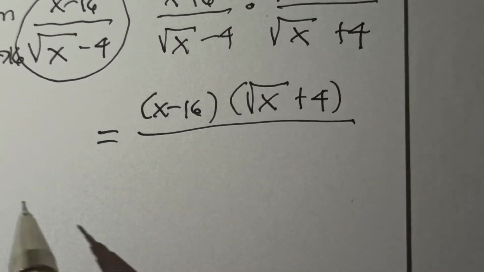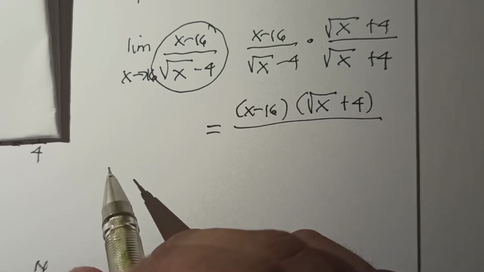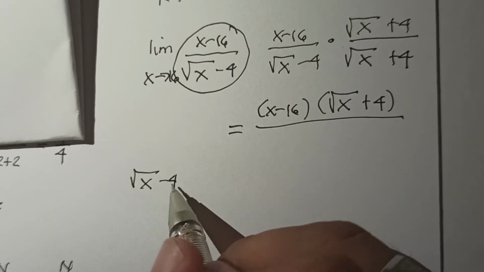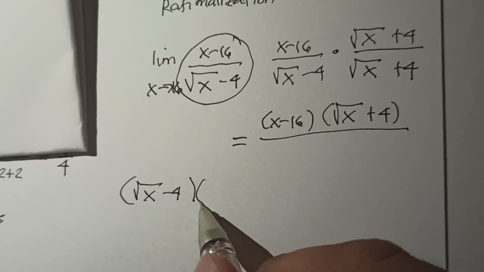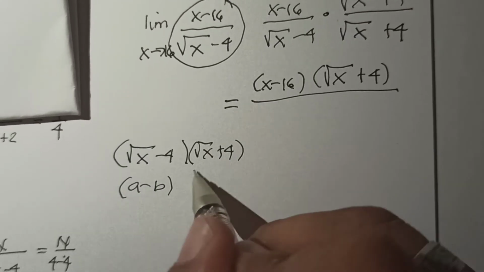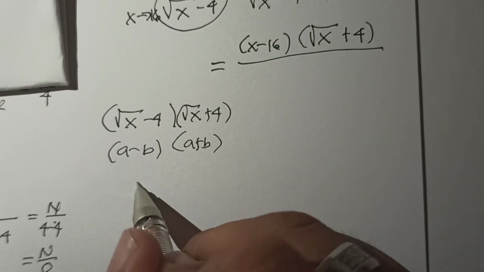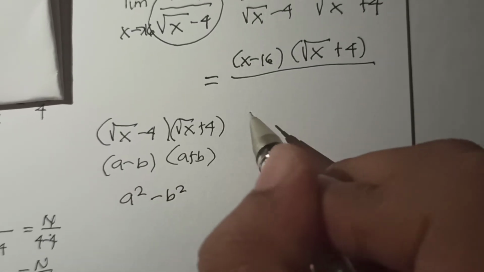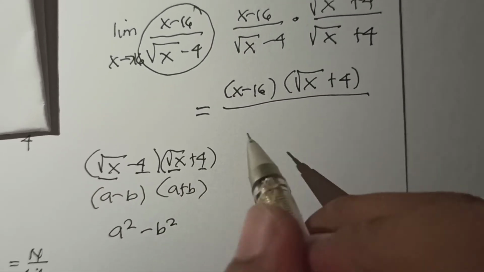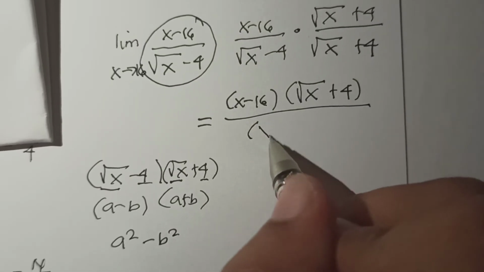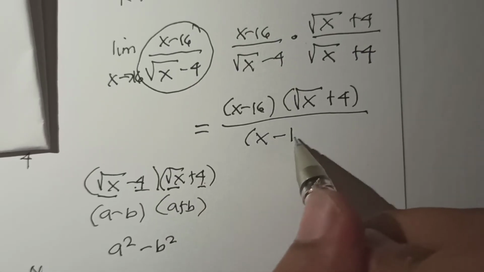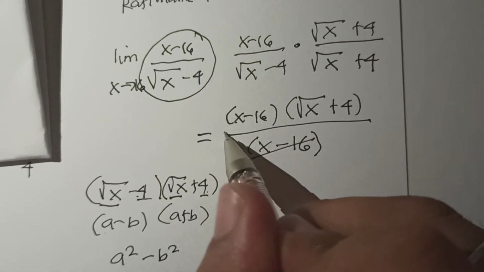At the denominator part, this is in the algebra concept, which is the square root of x minus 4 times the square root of x plus 4. This is in the form of a minus b and a plus b. So therefore, you have a squared minus b squared, by just multiplying the a versus the a and b versus the b. So this becomes x and negative 4 times 4, that is equal to negative 16. So we have to cancel this part.